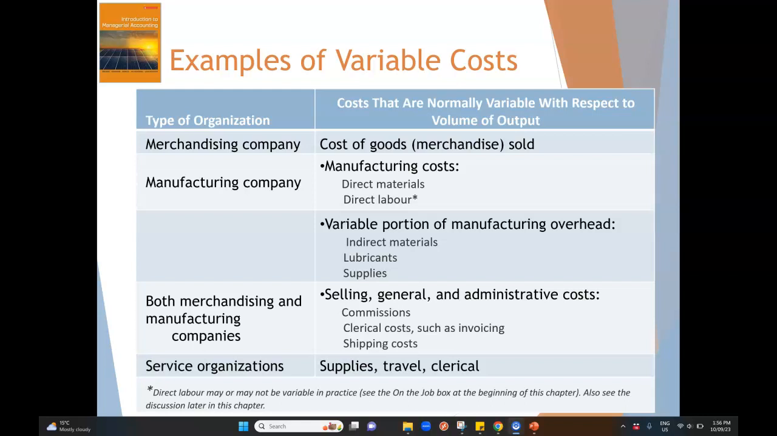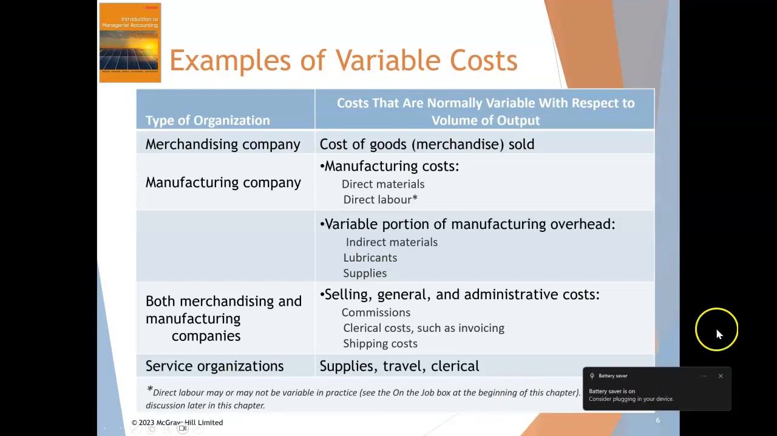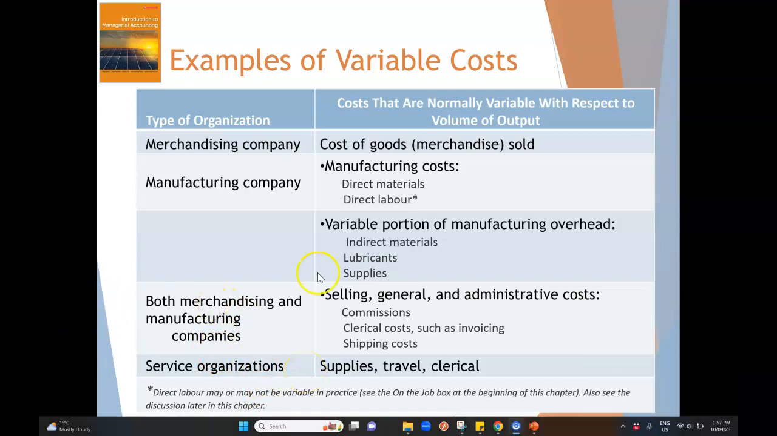Variable portion of manufacturing overhead: indirect materials, lubricants, supplies. Both merchandising and manufacturing companies have selling, general, and administrative costs: commissions, clerical costs such as invoicing, and shipping costs. Service organizations: supplies, travel, clerical.